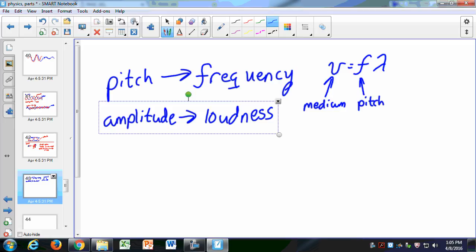If I have a small frequency, I have a big wavelength, and vice versa. They're inversely related. We'll see that when it comes to closed and open pipes.